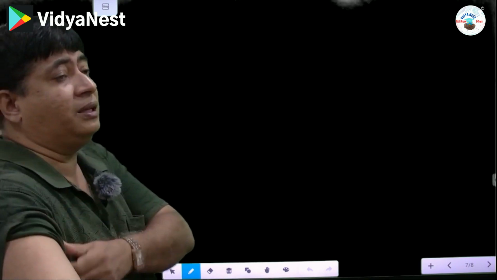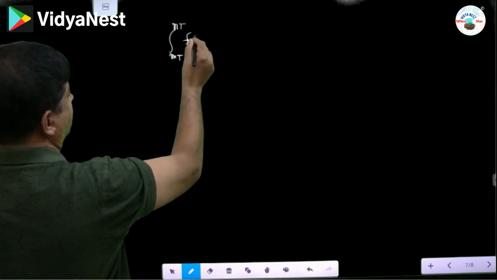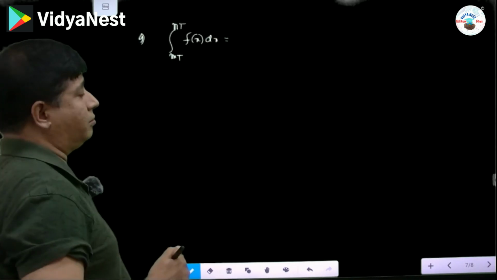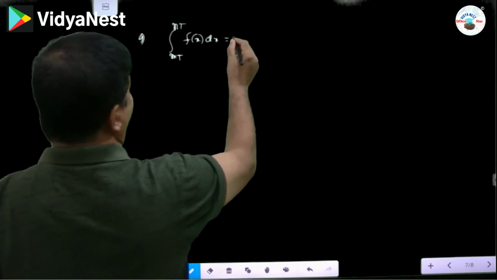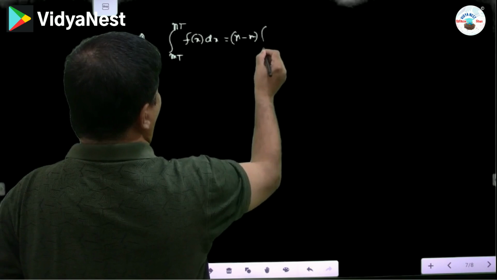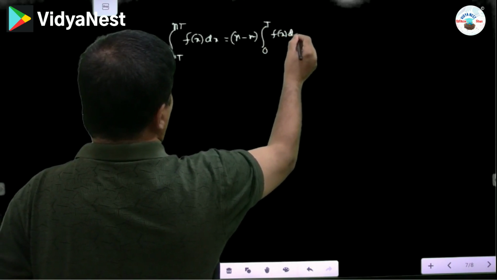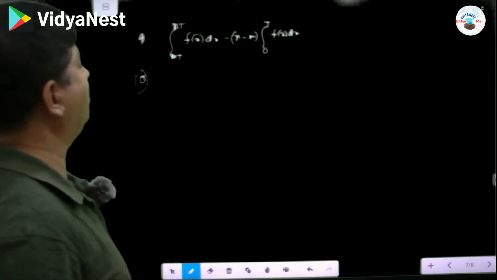Next property will be related to periodic functions. One property of periodic functions we did, that is property number 9. Last day we did it. I could not follow the order which I maintained. N minus 1, and we had gone through one sum of this property. Now, another important property.